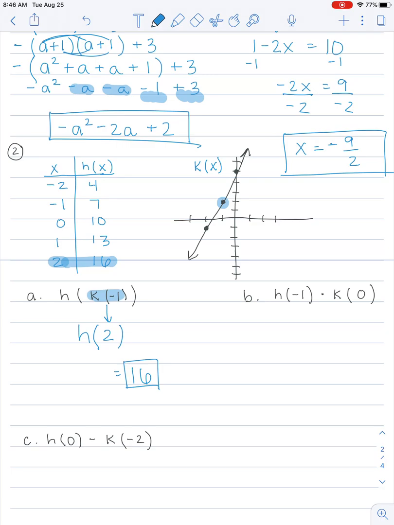All right, this one over here, we've got 2 different problems. We have H of -1 times K of 0. So what I do here is I break them apart. I'm going to do H of -1 first, and then I'm going to do the K of 0 next. So H of -1. H is my table, so I look at my table and figure out when X is -1. X is -1 right here, and my output there is 7.